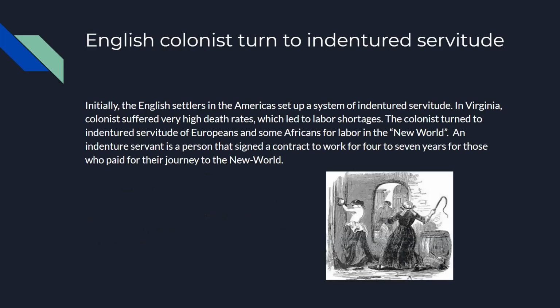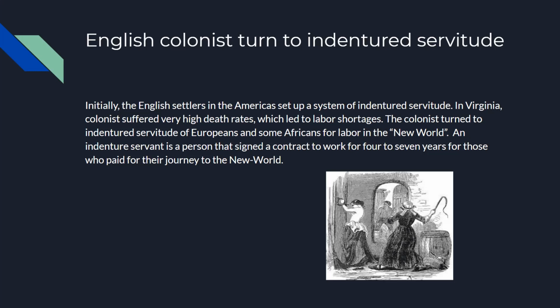So English colonists turned to indentured servitude. The English settlers in America set up a system of indentured servitude. In Virginia, colonists suffered very high death rates, which led to labor shortages. The colonists turned to indentured servitude of Europeans and some Africans for labor in the New World.